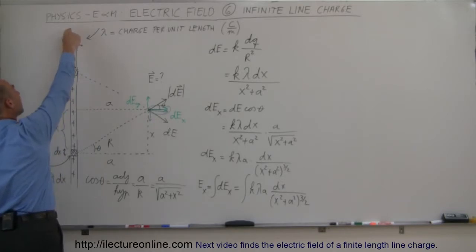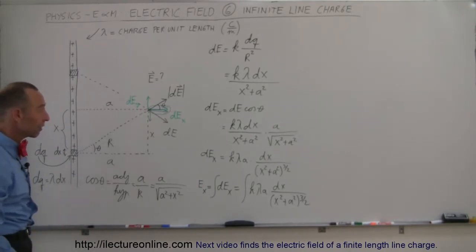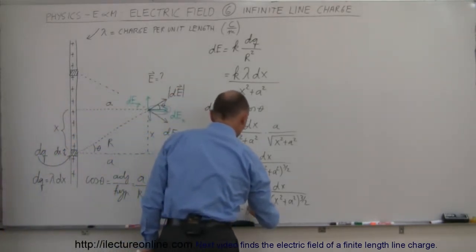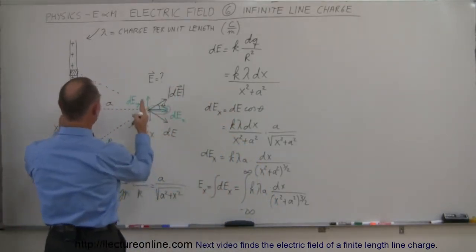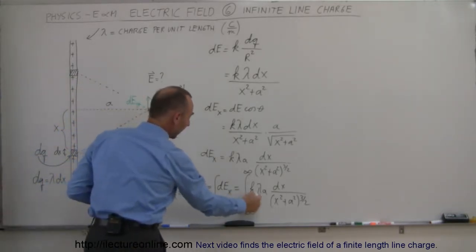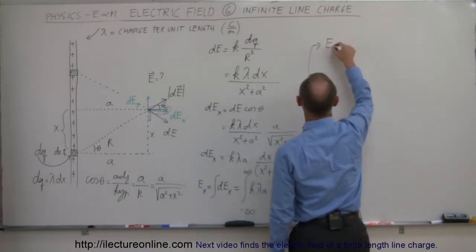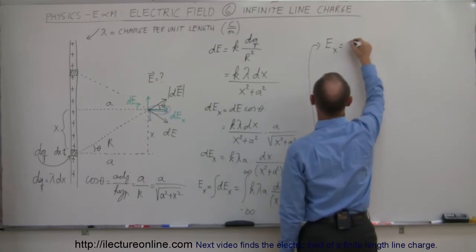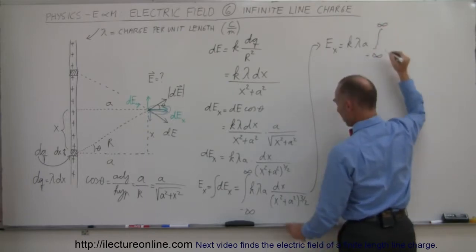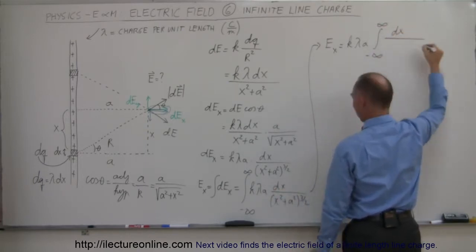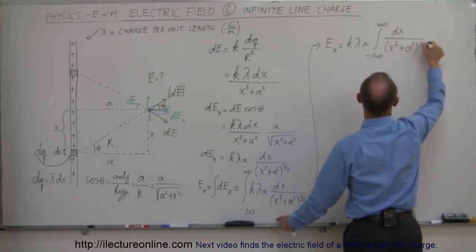Now, of course, if we're integrating that, we have to go all the way from this location to positive infinity in the x direction, and from this location all the way to negative infinity in the negative x direction. So we're going to go from minus infinity all the way to positive infinity. Now, realizing that a is simply a fixed distance, so that's a constant, k is a constant, lambda is a constant, that means we can pull the constants out of the integral sign, so E sub x is equal to k lambda a times the integral from minus infinity to plus infinity of dx divided by x squared plus a squared to the 3/2 power.